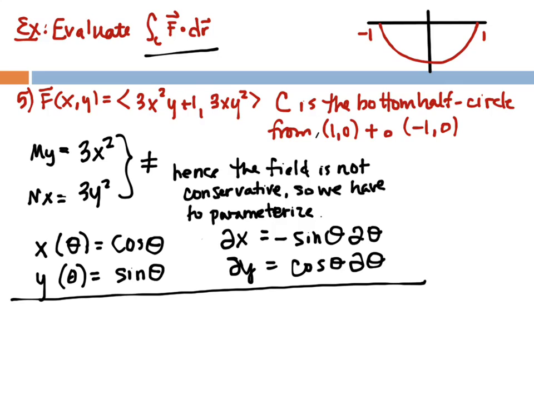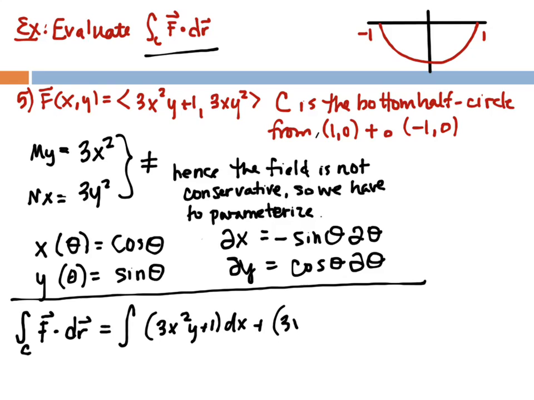All right, so we're going to go back up to our original function that we were given, and we're going to put that into the equation with theta in it instead. We're going to change our parameter. So what we're looking at is the integral over c of f dot dr, which should be the integral we started with, 3x squared y plus 1 dx plus 3xy squared dy. And our angle is doing what?